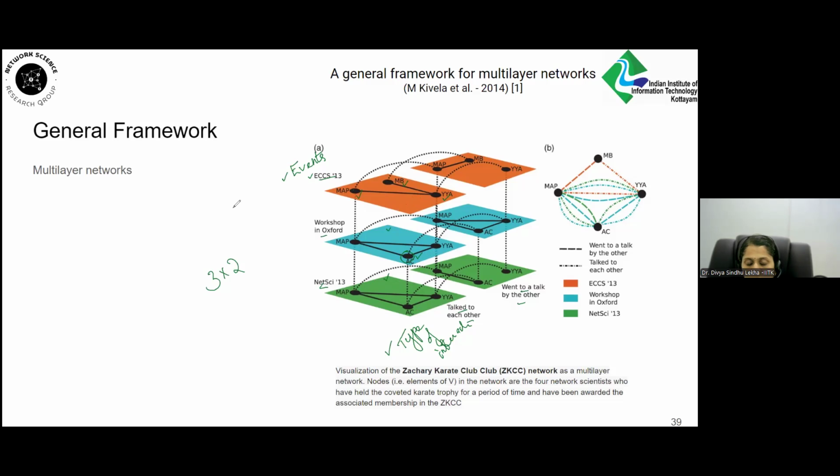For these four different people, all this information could be represented as a multi-layer network. This is the supragraph representation of this multi-layer network, in which we have a single graph in which we are modeling all these kinds of interactions. Here, talk by the other and talk to each other, these two interactions are separated by different visualizations of the edge.